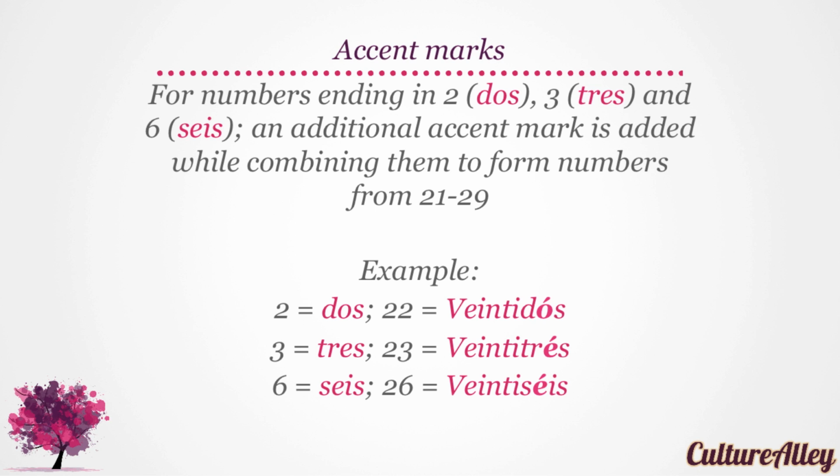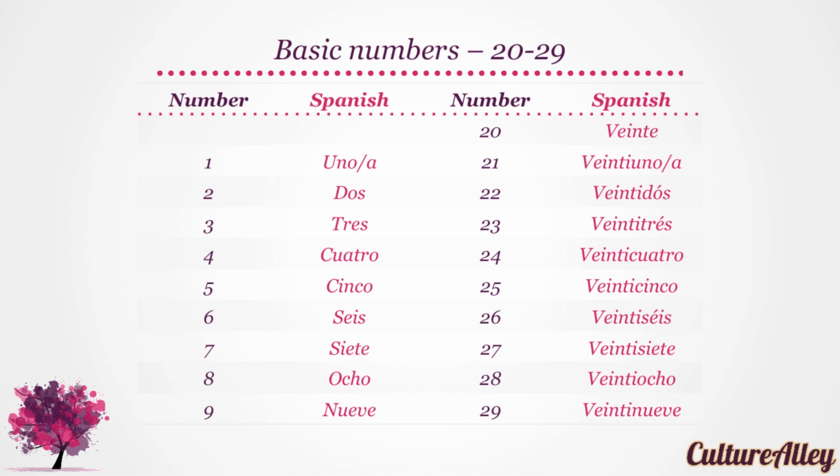For example, dos is dos, and 22 becomes veintidós. Notice the accent mark in veintidós, please. Tres is tres. 23 will be veintitrés. Seis is seis. 26 will be veintiséis. Excellent. We now know how to translate numbers from 21 to 29. Let's look at each one of them. 20 will become veinte. Say that one.